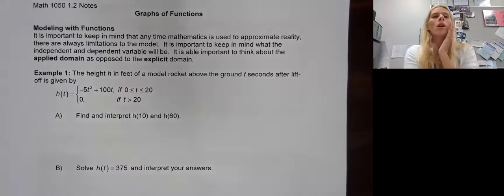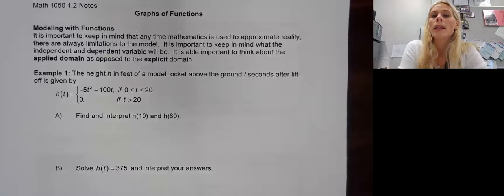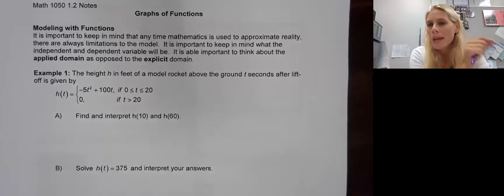It is important to keep in mind that at any time mathematics is used to approximate reality. There are always limitations to the model. It is important to keep in mind what the independent and dependent variable will be. So remember, independent is the x value, dependent is the y value.